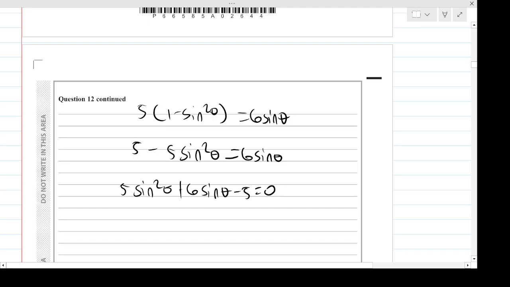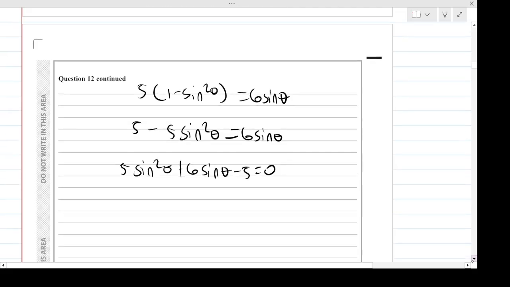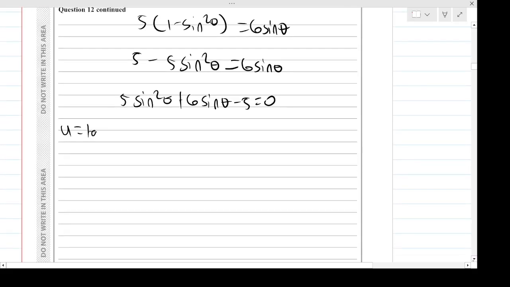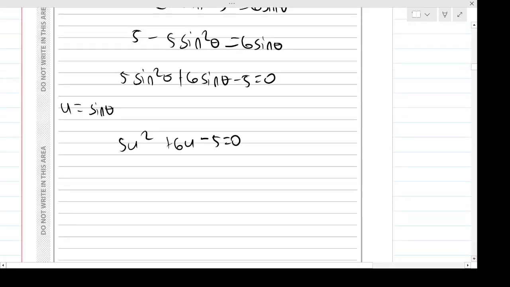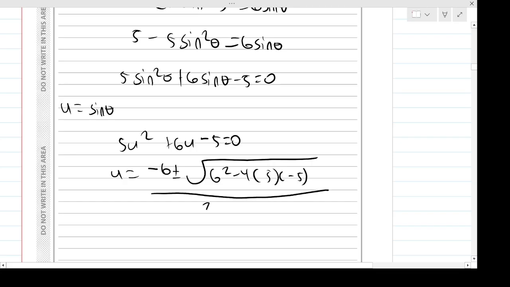Now this is another disguised quadratic, and I can say u is sine theta, sorry. Then if u is sine theta, u squared is sine squared. So that means 5u squared plus 6u minus 5 equals 0, and I can solve this quadratic for u. If I just state the formula, minus 6 plus or minus the root of 6 squared minus 4 lots of 5 of minus 5, over 2 lots of 5, just to state my working fully.